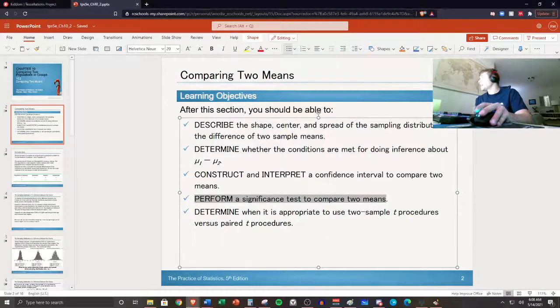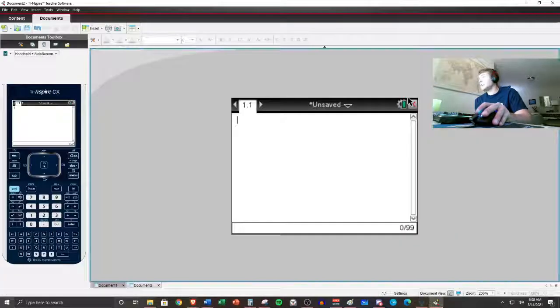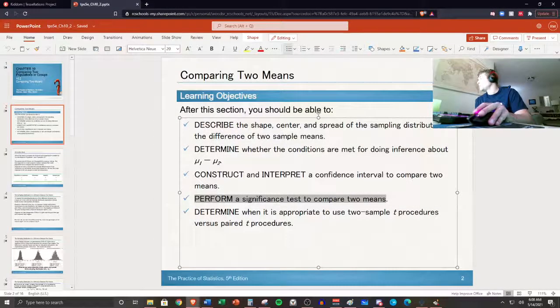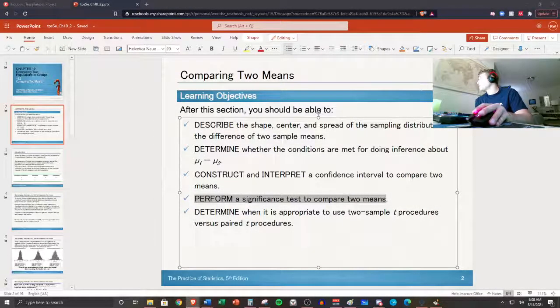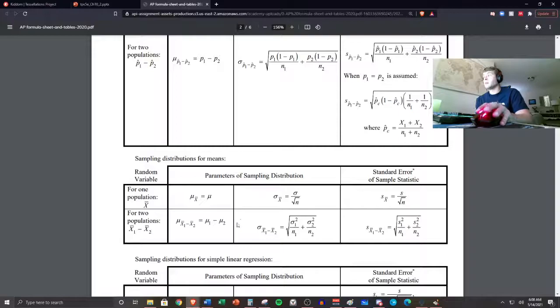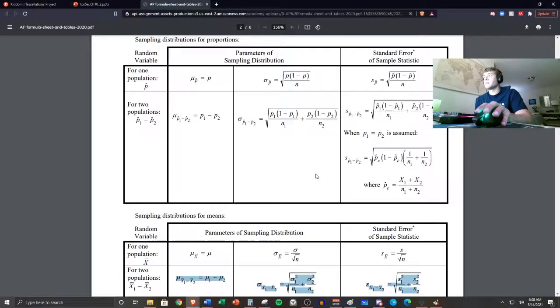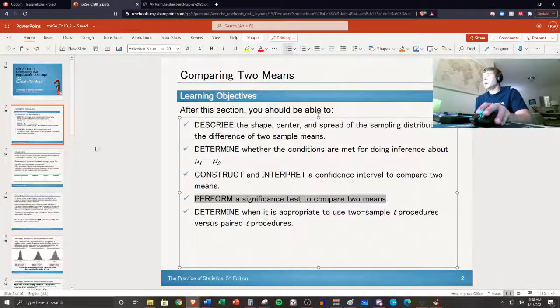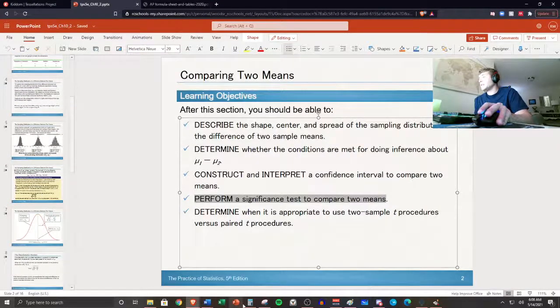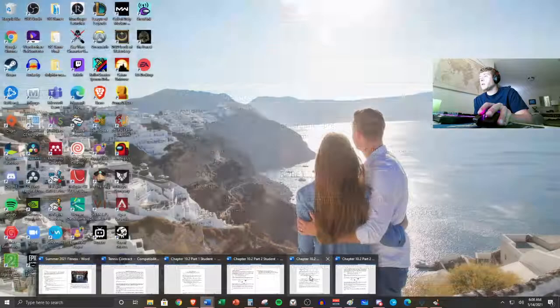You will want to have your calculator handy, so I've got mine ready to go. You'll also want to have your formula sheet handy as well, because we're going to be using this sheet here. These are the formulas that we actually need right there. Okay. So let's go ahead and talk about an example of what we're looking at.